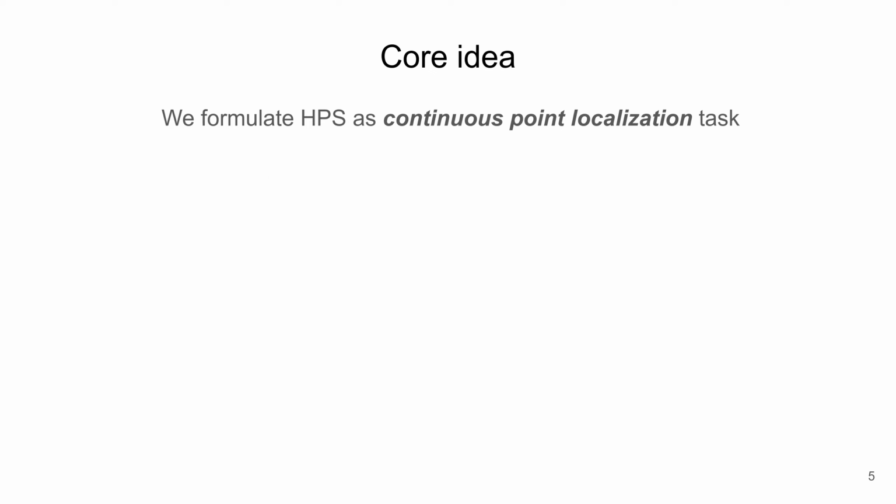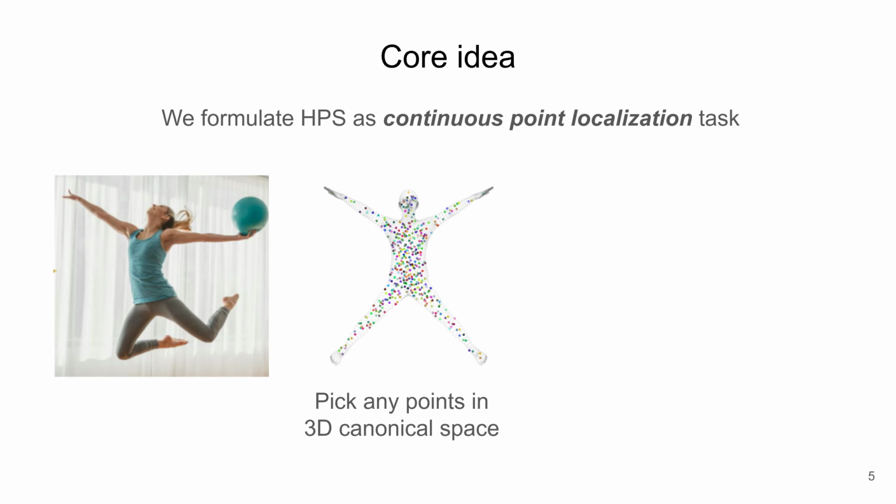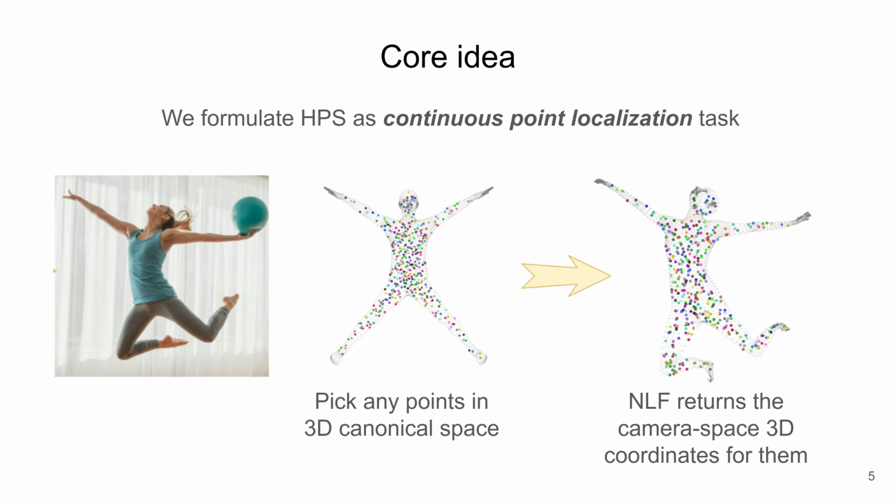Here's how that works. You have an RGB image. You then freely pick any set of points in the canonical space. These can be on the surface or inside the body. Then our model returns the estimated 3D location of those points in the camera coordinate system.